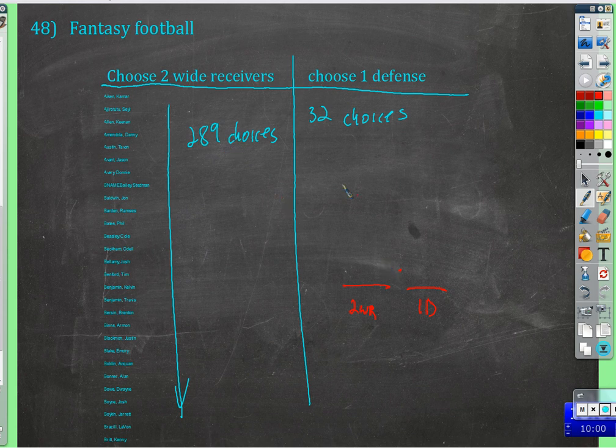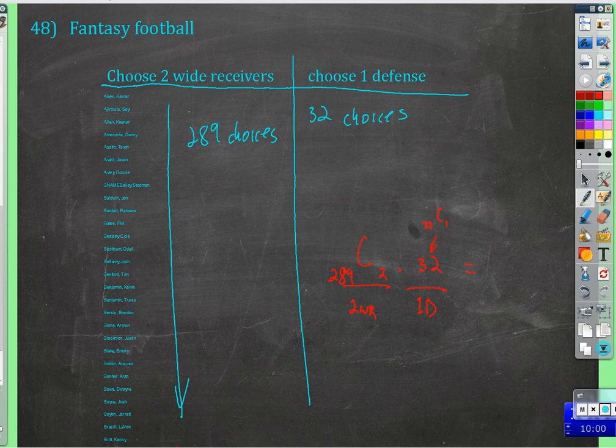So there's 289 to choose from. We're choosing 2 of them. It doesn't matter what order we pick them in. So we're just going to choose 2 of the 289 and count that many ways. And then we're going to choose 1 defense. How many ways can we choose 1 defense from 32? 32. That was a really natural one. Or we could do 32C1. This is going to come out to be 32, though. How many ways can you choose one thing from 32 things? So 32 ways.